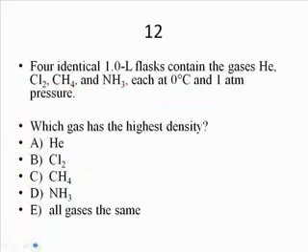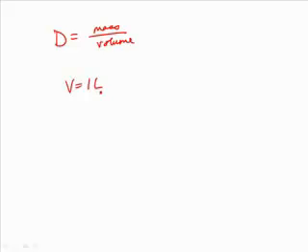All right, here I have 4 identical 1-liter flasks. Each one has a different gas in it, but they're all at the same temperature and the same pressure. Which one has the highest density? Density is mass per volume, and we know that our volume is the same in each case, so we're looking for the one with the greatest mass.